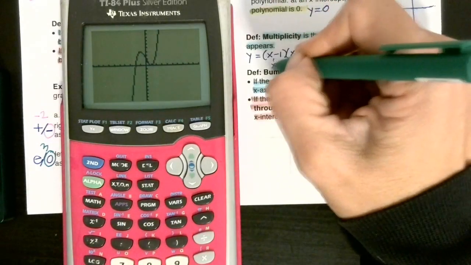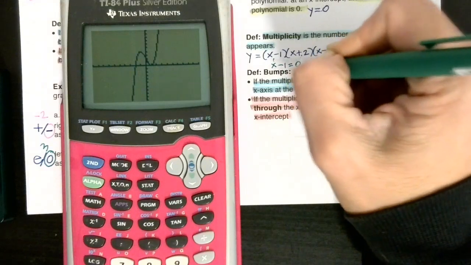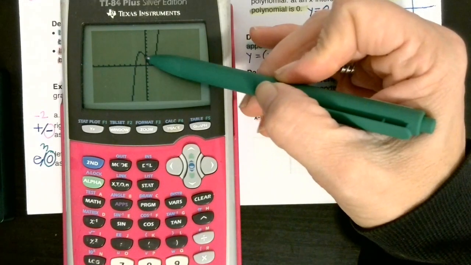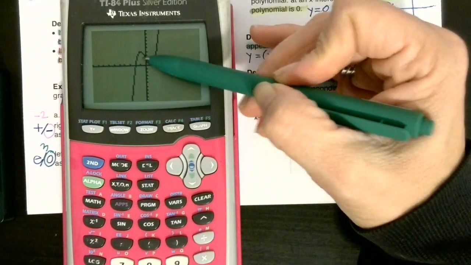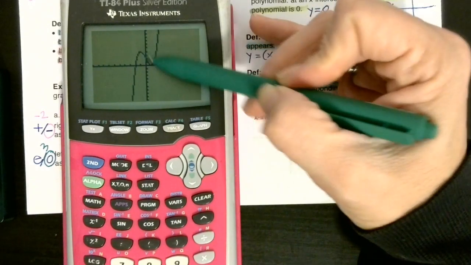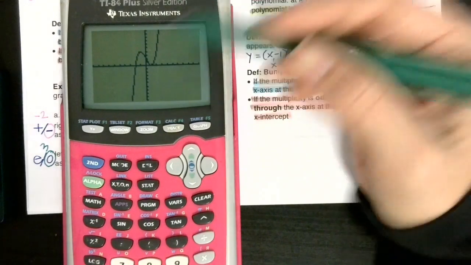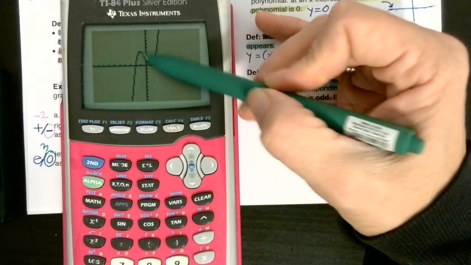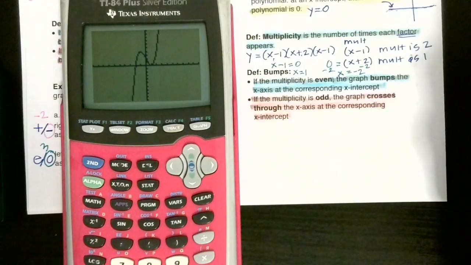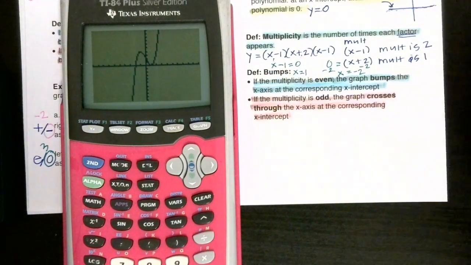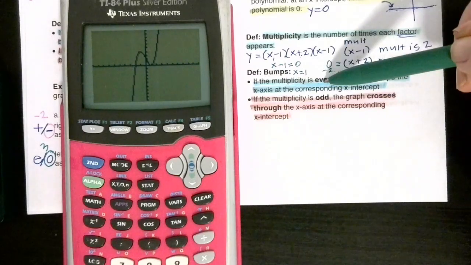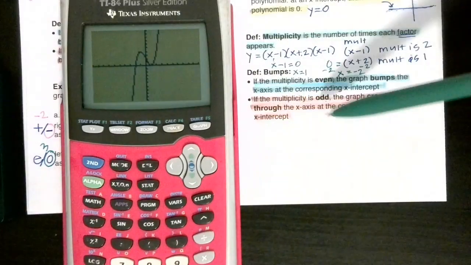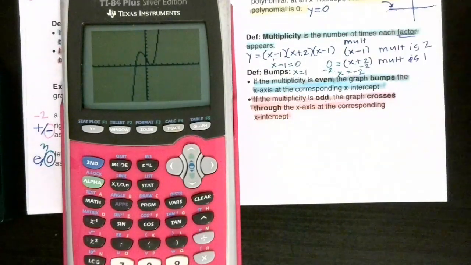Versus x minus 1, if I set that equal to 0, I get x equals 1, which is right there. And it comes down and it doesn't cross through, it turns around. That's called a bump. It's almost like that brick breaker game where it hits the wall and bounces back. This would be going through the wall, this would be bouncing back up. So again, if the multiplicity is even, it's going to bump, and if it's odd, it's going to cross through. We do these more than we do these.